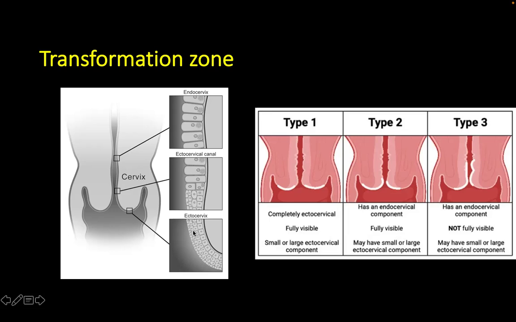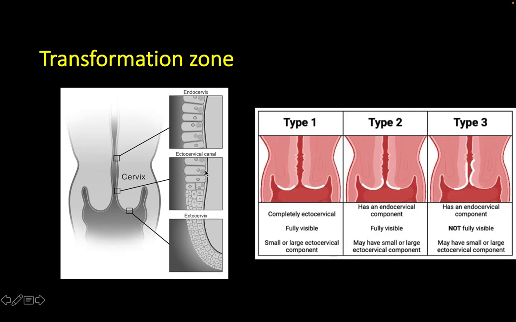Now, just to give you an illustration of the transformation zone, as we discussed earlier, the part of the cervix, or the ectocervix, which protrudes into the vagina, is lined by stratified squamous epithelium, whereas the mucosa of the endocervical canal is a single layer of columnar cells, as you see here.